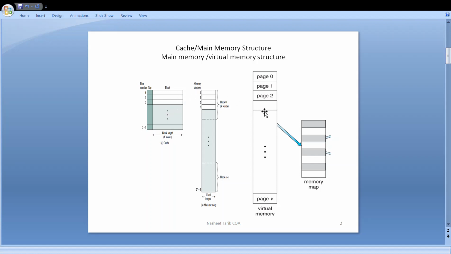Another level of memory is, we can say that main memory is occupying the higher level and virtual memory is occupying the lower level in the memory hierarchy. The capacity of main memory is less but its speed is faster compared to virtual memory. The unit of transfer between the two is in terms of pages.